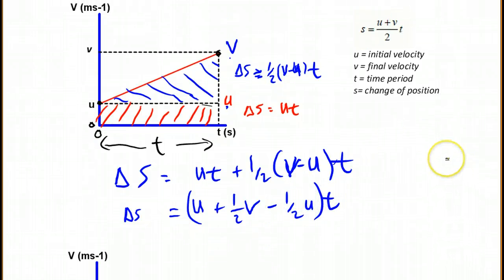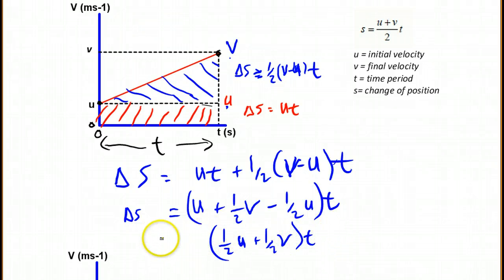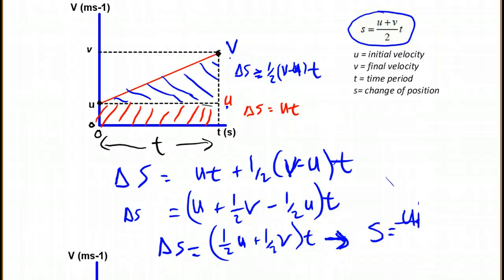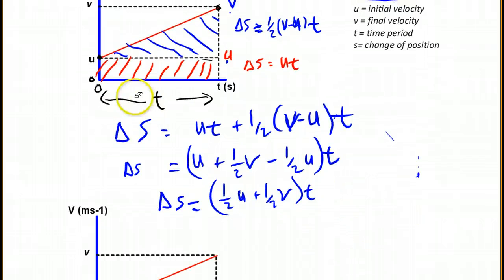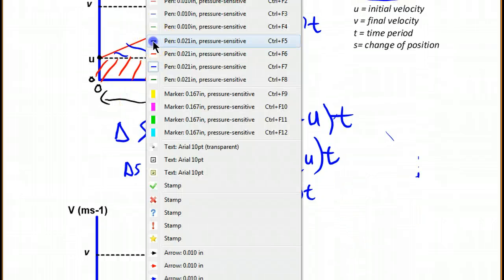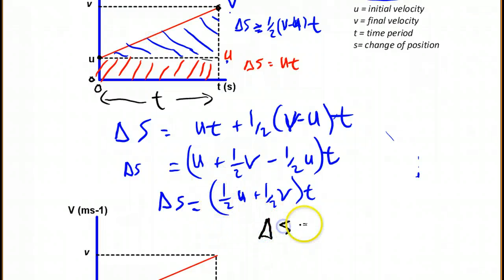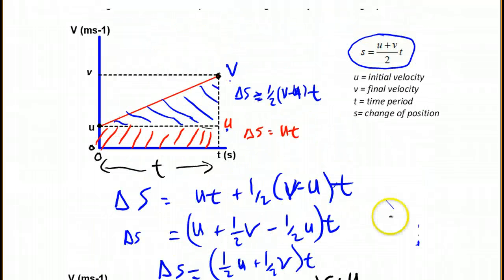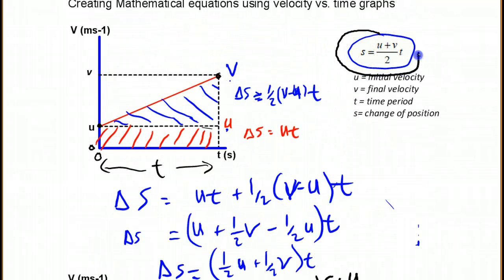Going one more step, u minus 1/2 of u is 1/2 u, plus 1/2 v, times t, and that's going to be equal to delta s. That leaves us with delta s equals v plus u over 2 times t, which is what we have in the data booklet up here.